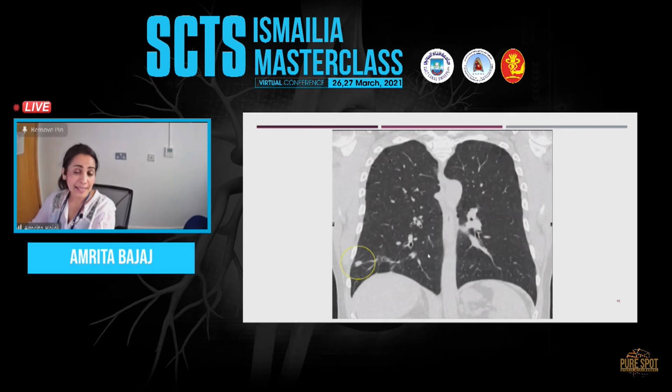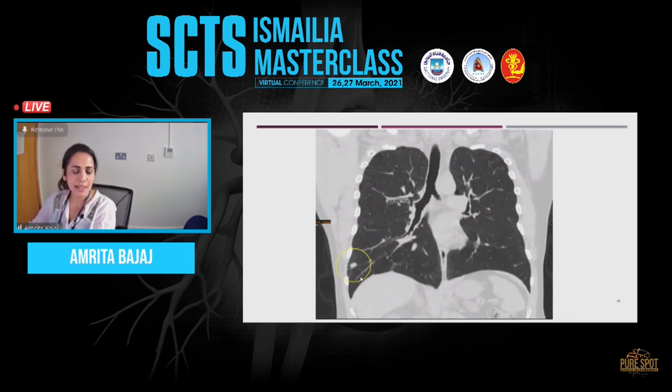So that's an example of a nodule that was thought to be about 6 millimeters. It was followed up. At the end of 2 years, it remained exactly the same and the patient was discharged.